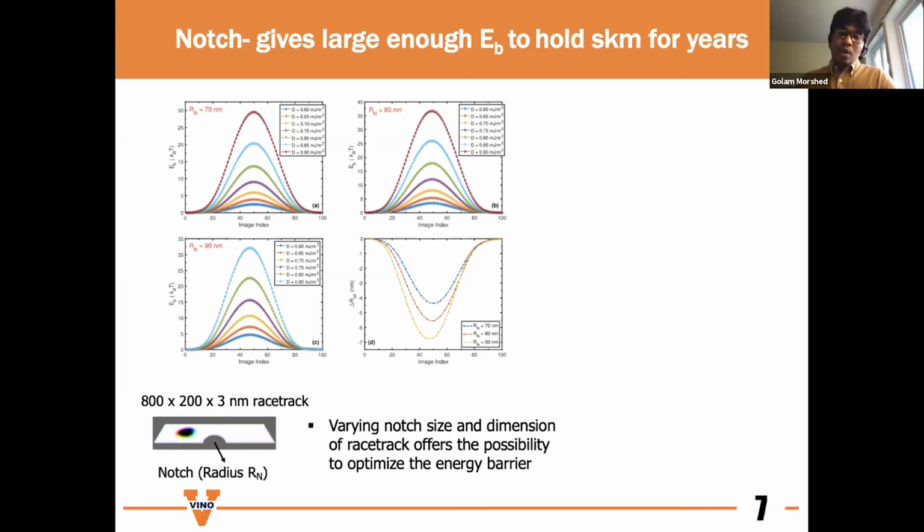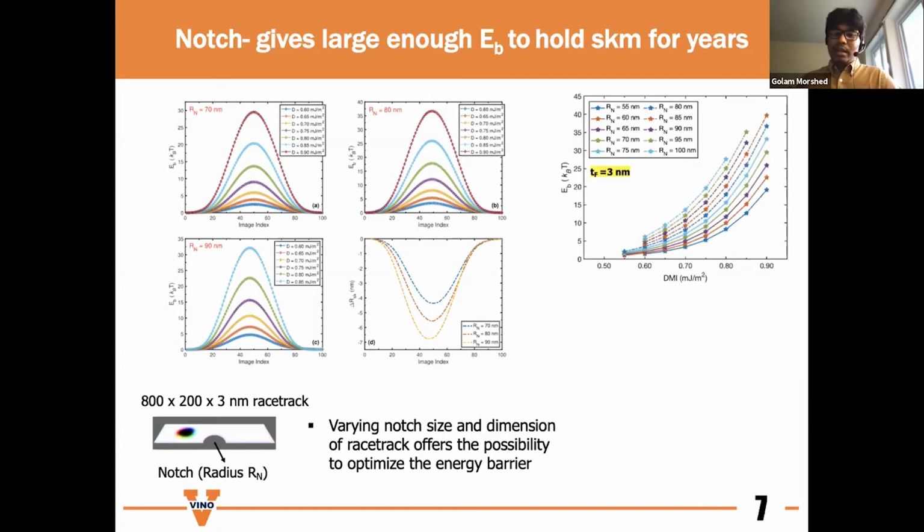Also, when we increase the notch size, the change in radius increases, which is kind of proportional to the energy barrier we are getting. So we vary a series of notch radii for a 3 nanometer thick film here, and show the range of the energy barrier we get. We can see that we get around a 40 kT energy barrier, which might give a year-long lifetime.